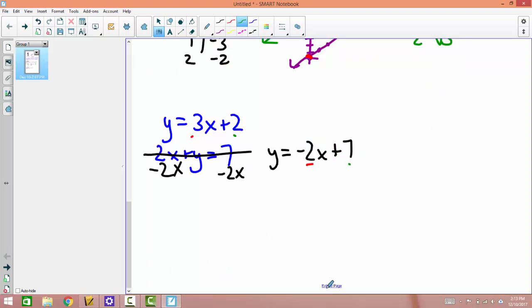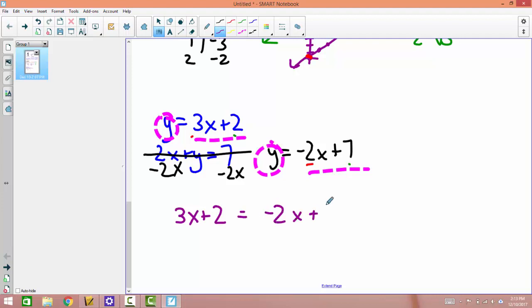So the easiest way to solve this is probably substitution. Right here, this y and this y are the same. So you can literally set the two things equal to each other because the y's are the same. So 3x plus 2 is equal to negative 2x plus 7. So I'm technically plugging that in there because these y's are the same.